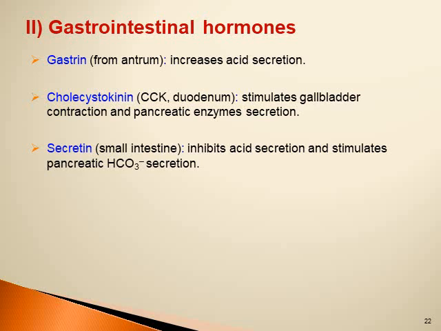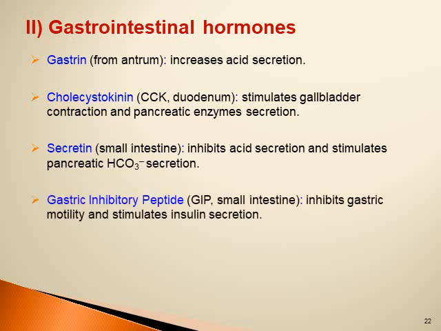So the main effect of secretin is to reduce the acidity of gastric chyme that is delivered to the small intestine, to protect the small intestinal mucosa from the erosive effect of the low pH that is brought to the duodenum by the emptying of the gastric chyme.